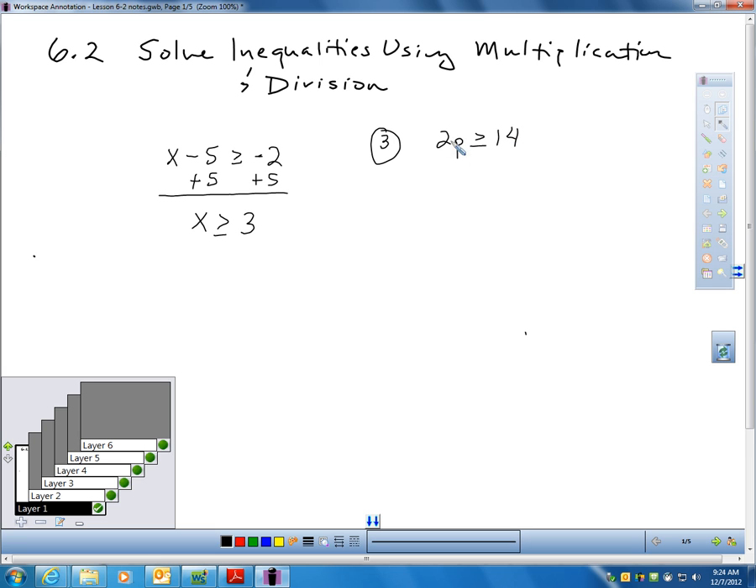Well, remember, to get p by itself, I have to get rid of this times 2. The inverse operation of multiplying by 2 is to divide by 2. So remember, if I divide by 2 on the left, I have to do the same on the right, or my scale becomes unbalanced, and that would mess up my equation. I would not get an equivalent inequality. I'll divide by 2, and p is greater than or equal to 7.